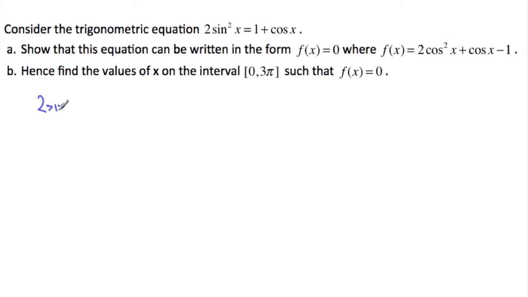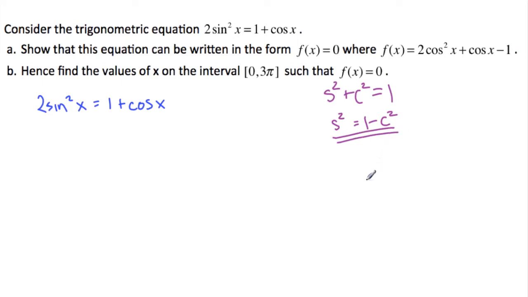Well, it looks to me like we've got to deal with that sine squared somehow. So we probably want to look at that Pythagorean identity and substitute in. That Pythagorean identity is sine squared plus cosine squared equals 1, right? Right. So which one do we want? Do we want cosine squared equals 1 minus sine squared, or sine squared equals 1 minus cosine squared? Well, we're going to have sine squared equals 1 minus cosine squared. Why?